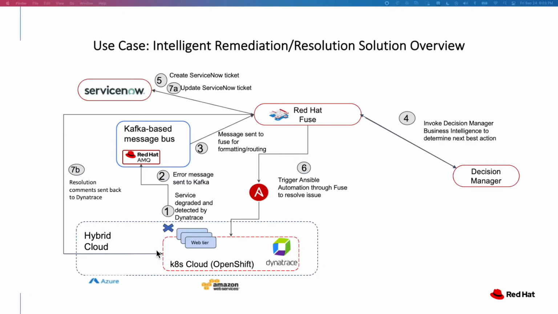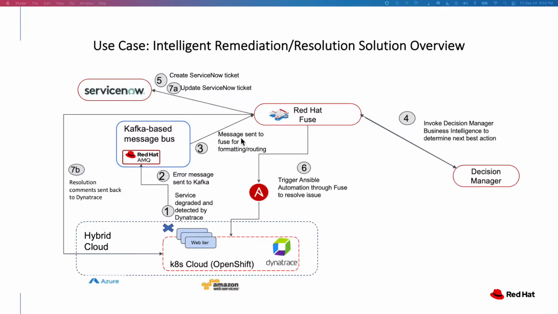Here the first step would be to open a ServiceNow ticket, which Red Hat Fuse will go and open once the problem is identified as an open problem, depending on the status and the type. Once that is done, Red Hat Fuse goes back and talks to Decision Manager to identify the next step. To solve the problem, it has to invoke an Ansible playbook, which will go back and create that route. Once that route is created, Dynatrace identifies that the problem has been resolved, and it sends a message back onto the Kafka topic for Red Hat Fuse to pick up, update the ticket it opened earlier in ServiceNow, and update the comments back in Dynatrace.